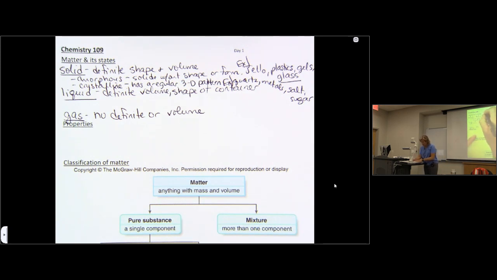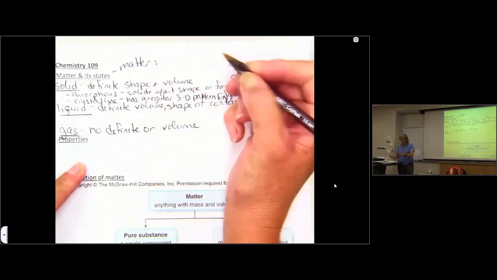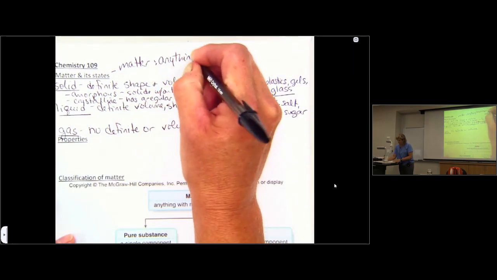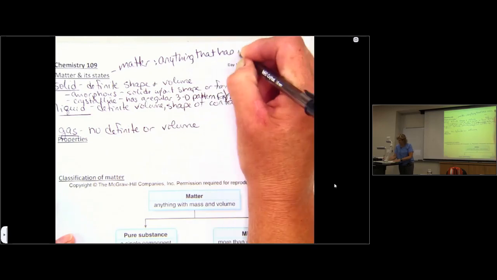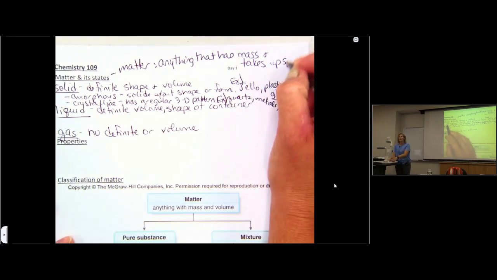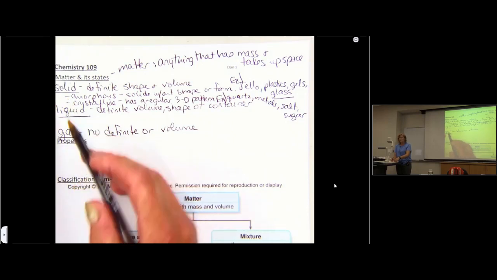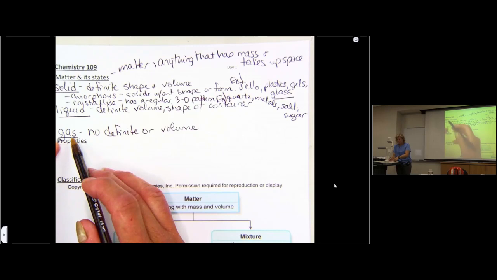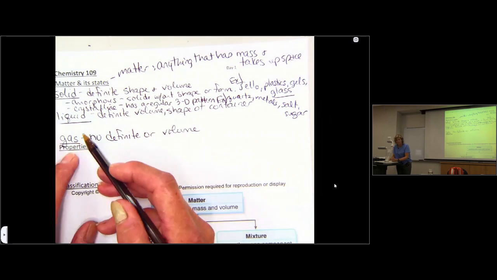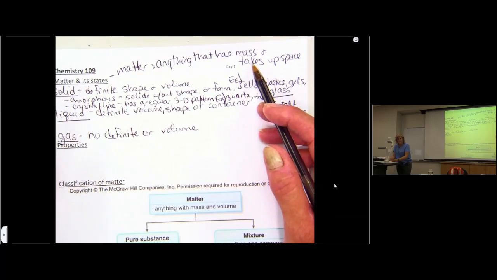Wait a minute, let's go backwards. What is matter? Anything that has mass, and what? Takes up space. So right now, did we talk about solids having mass and taking up space? We've talked about liquids having mass and taking up space. We've talked about gases having mass and taking up space. So they're all matter. Now then I said, are you matter? But we hadn't defined it. So are you matter? So you're a big hunk of matter. Do you have mass? Do you take up space? Okay, so you are matter.